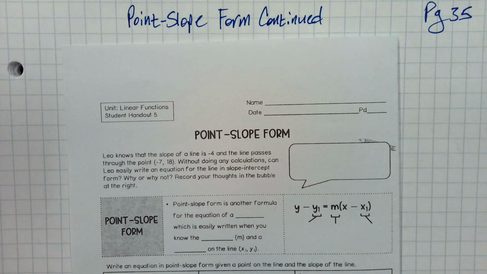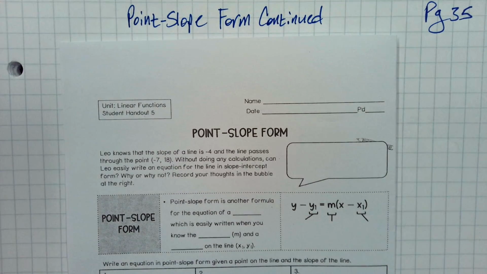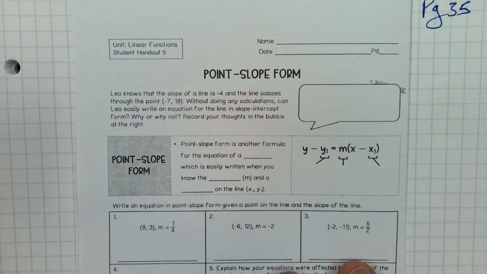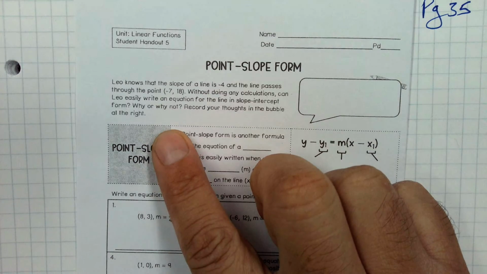All right. So, point slope form. We're going to review a couple of the facts that we learned last time, refresh our memory with that, and then we're going to look at a few new things, okay? So to start off with, let's all read this situation, okay?